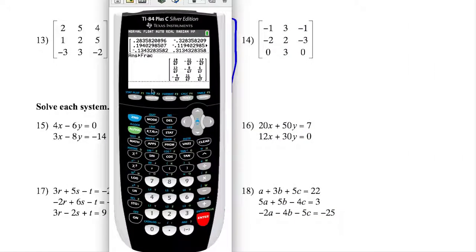All right, we're going to do the same thing, but we're going to do that with number 14 here. So I'm going to go back to edit, and I'm actually going to type over this, which I don't recommend you do, but do as I say, not as I do. So I plug in these values here.